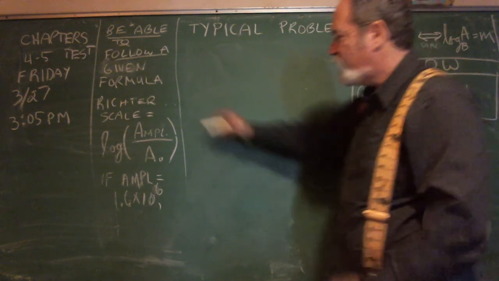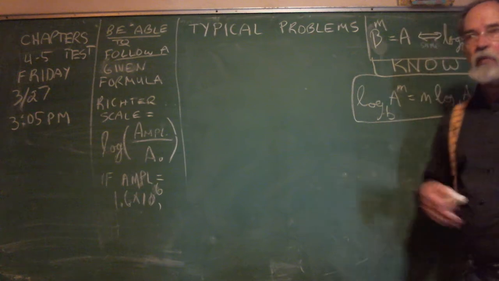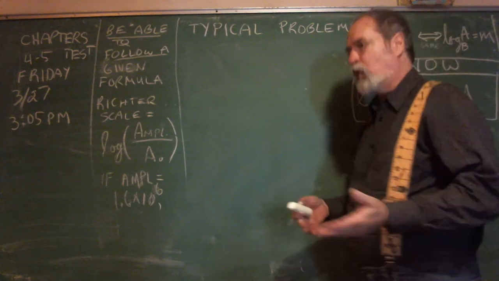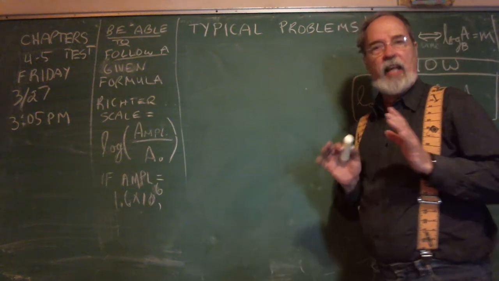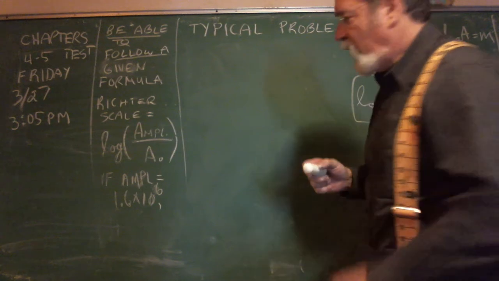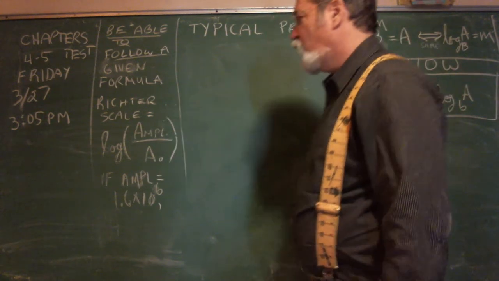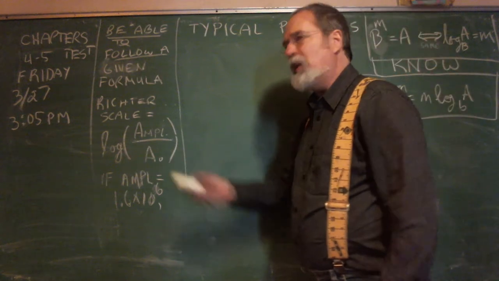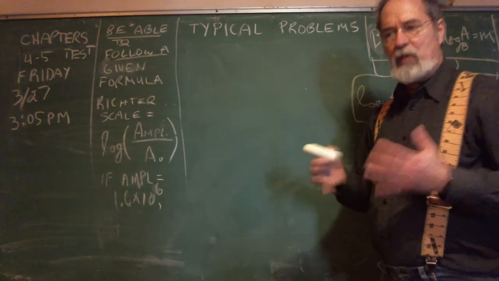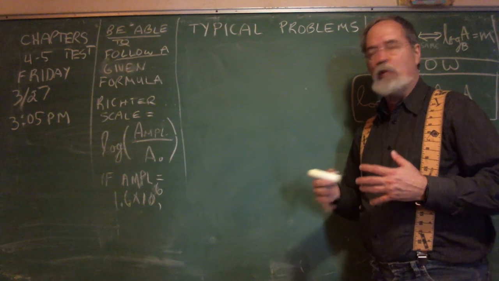So the Richter scale for earthquakes has the formula given in the book. The decibel thing has the formula given in the book. And pH has the formula given in the book. Don't memorize them, but be able to use a formula that has logs in it. So this one's famous. This is the amplitude of your earthquake, measured in comparison to a kind of minor earthquake, maybe something that just barely shakes the glasses in the cupboard.